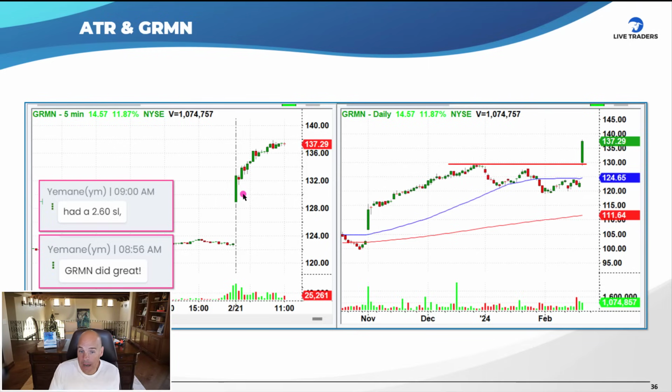Right? You're going to need this stock to go 5 plus 6. You need to go $11, basically, to hit a 2R target on a stock that averages $2 a day.